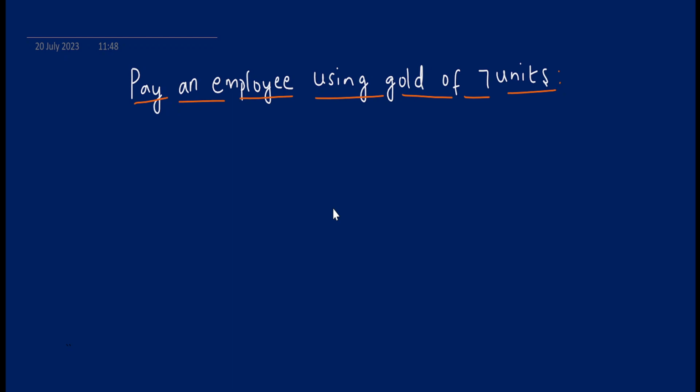In this problem, we have two people. One is an employee and another is an employer. So the employee comes to the employer. Let's say this is the employee and this is the employer. The employer hires the employee, okay? And the employer has a golden rod of 7 units. So you can think of that as 7 rupees.